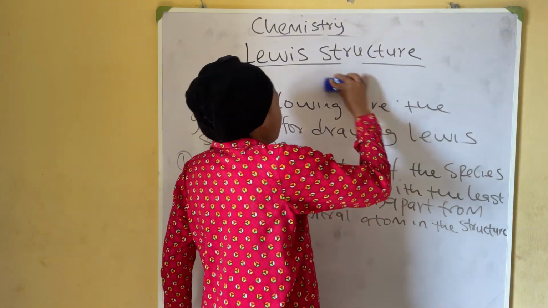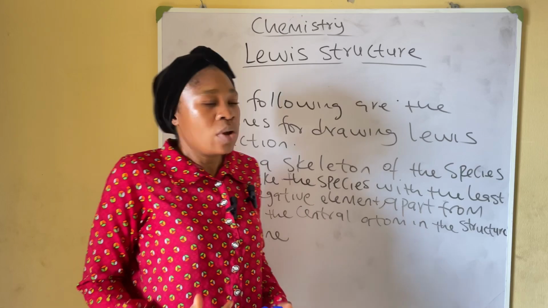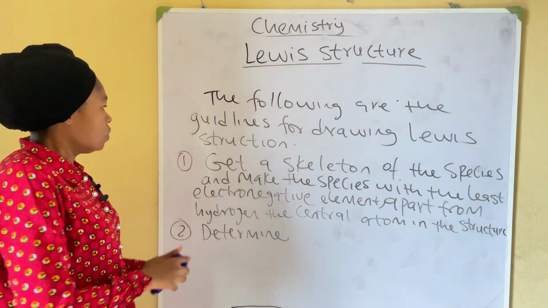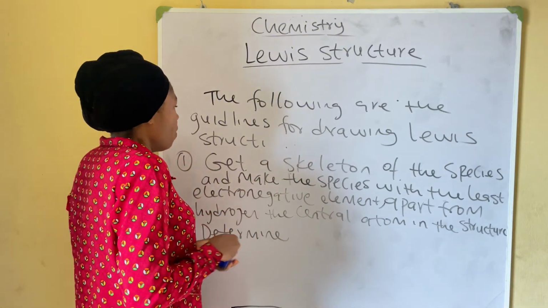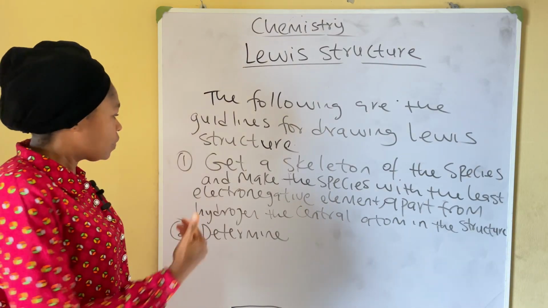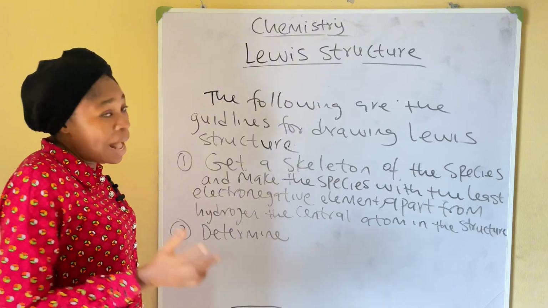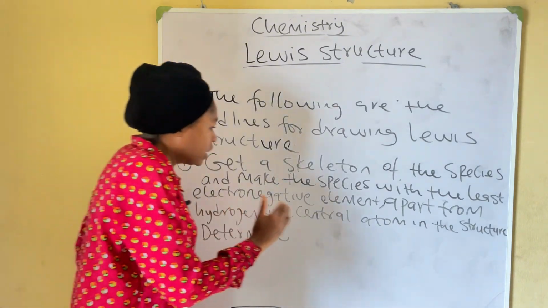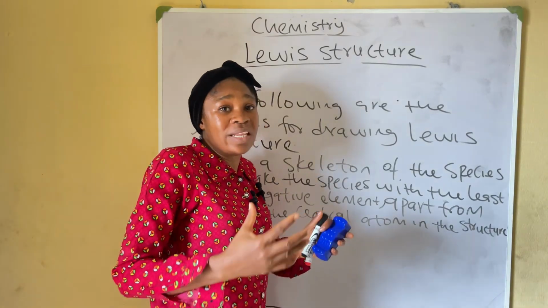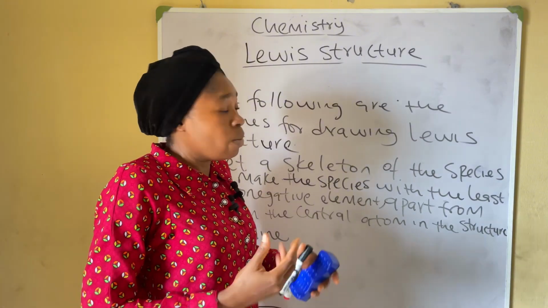Okay, let's look at the guidelines that will help us in drawing the correct Lewis diagram. The following are the guidelines for drawing Lewis structure. Number 1, get a skeleton of the species and make the species with the least electronegative element, apart from hydrogen, the central atom in the structure. The species you are drawing could be an ion, a radical, or a molecule.